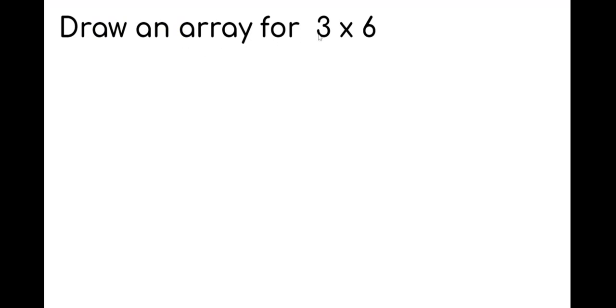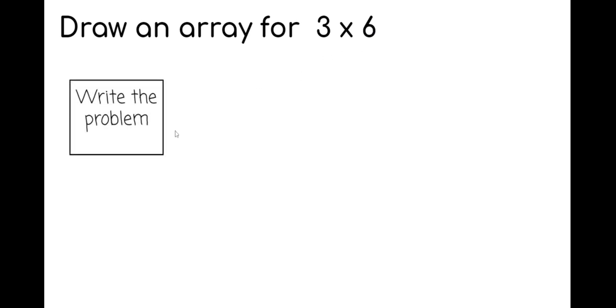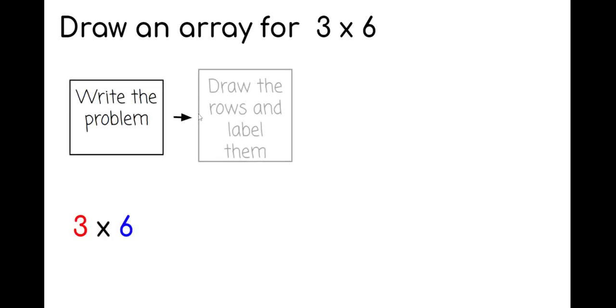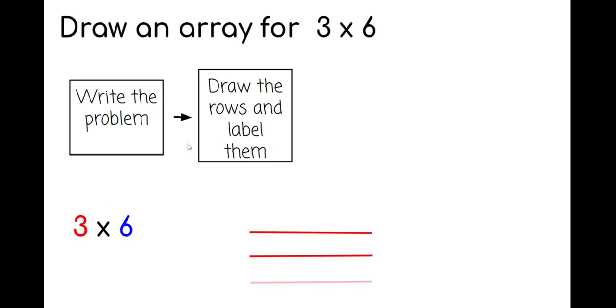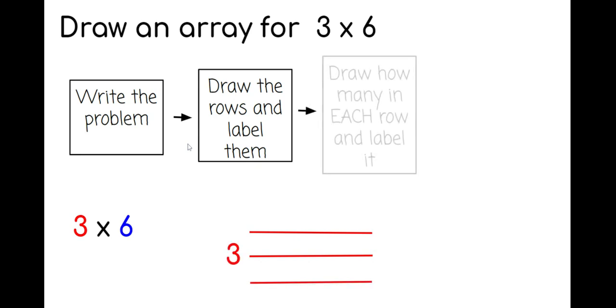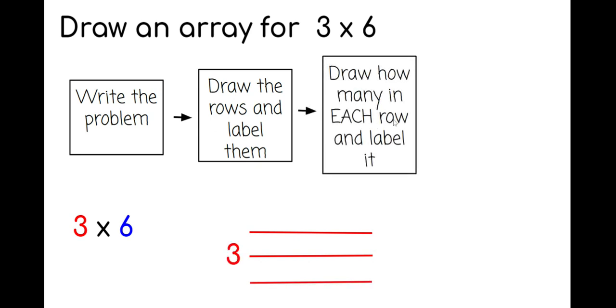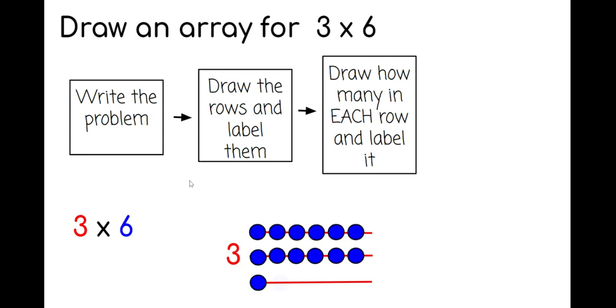Let's draw an array for 3 times 6. We know the 3 is the first factor and the 6 is the second factor. Let's write the problem. Let's draw the rows and label them. We need 3 rows because our first factor is 3. 1, 2, 3. We need to draw how many in each row and label it. 6 is our next factor, so there needs to be 6 in each row. We will label that 6.